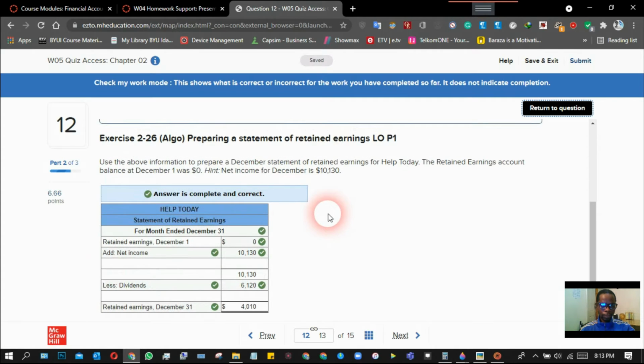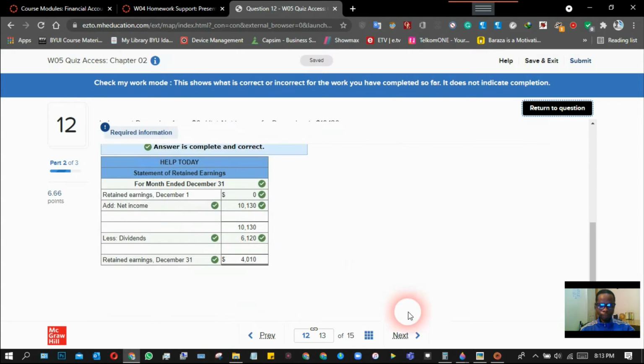Yes, so it shows the answer is complete and correct, and we have the correct information there. The net income less dividends, and we get the retained earnings. If we had a higher figure here, we would have added, so that we can get the retained earnings at the end of that period.